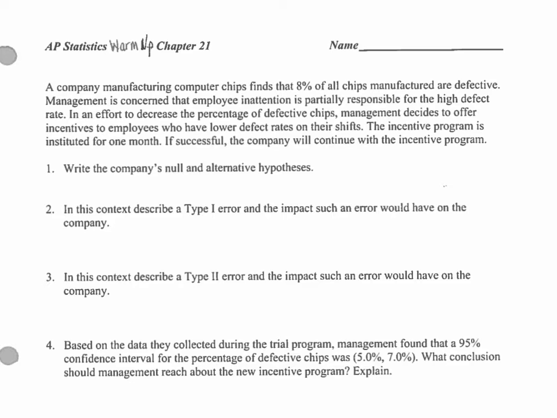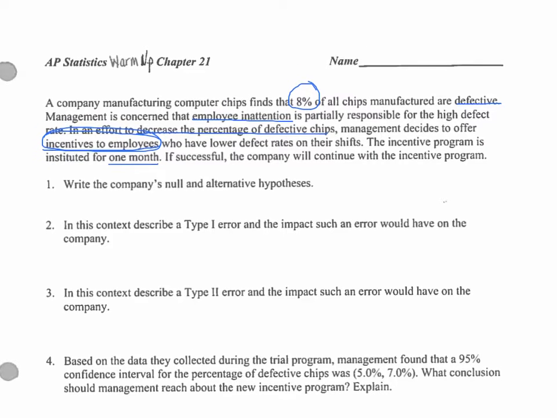So I can see that has computer chips, and they find that 8% of all of the computer chips are defective. And so basically they want to lower this defective rate because they think employee inattention is responsible for this high defect rate. So in an attempt to reduce the percentage of defects, they're going to have an incentive program for employees. And they're going to try this for 1 month and see if this significantly reduces the rate of defective chips.